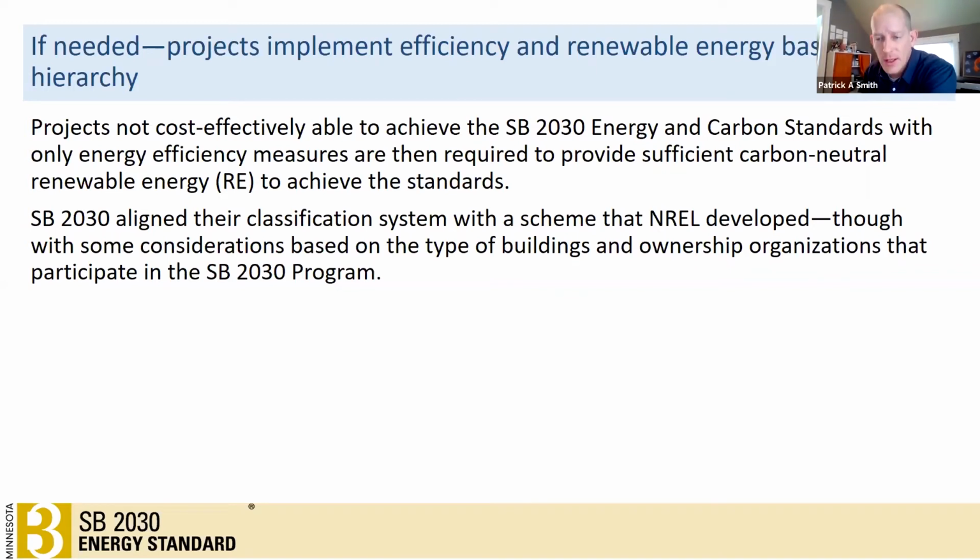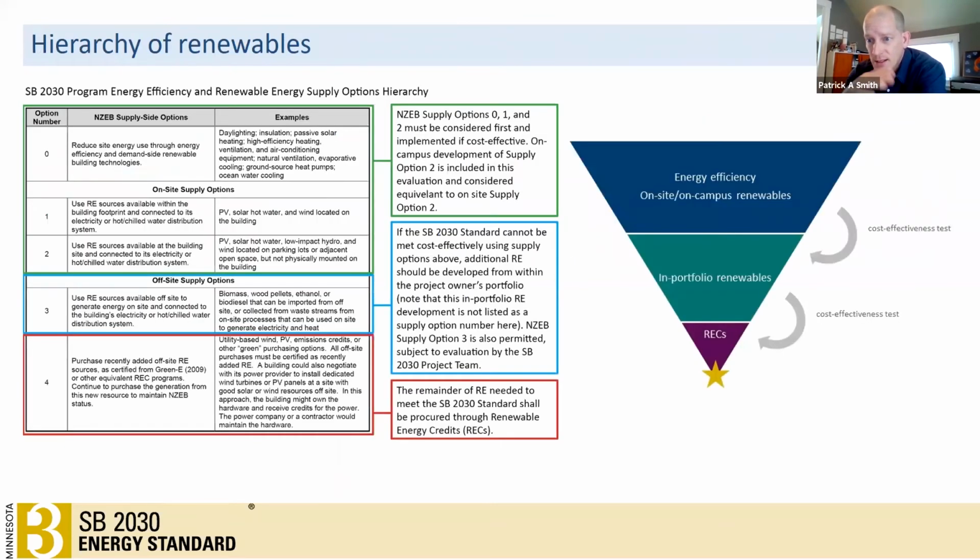For where to look for this renewable energy, we used a classification system developed at the National Renewable Energy Lab, looking at this hierarchy from on-site to off-site. And we did a little bit of tweaking of this for some considerations present in Minnesota's SB 2030 buildings. So this on the left shows the NREL breakdown of the different supply side options and then where they fit in the hierarchy for SB 2030.